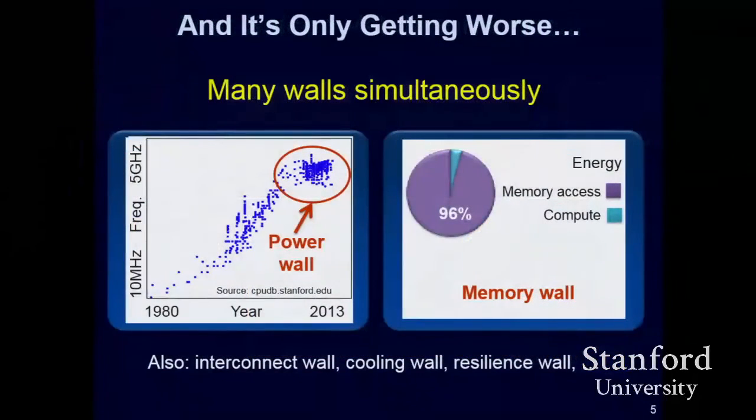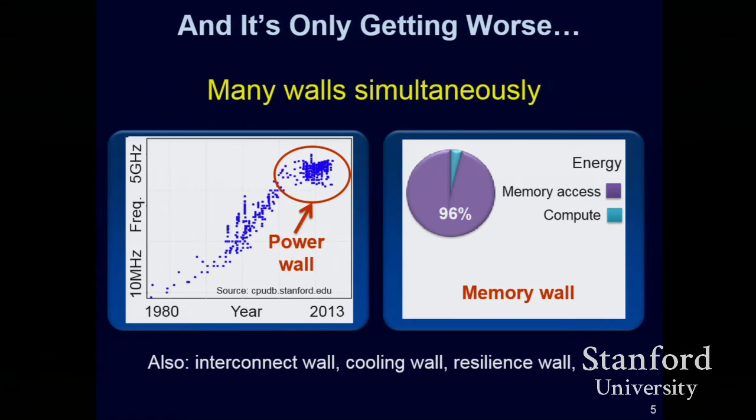And if you thought that was bad, I think things are going to get much worse. And that's because the chips and systems that we build today are facing some major obstacles, many walls simultaneously.